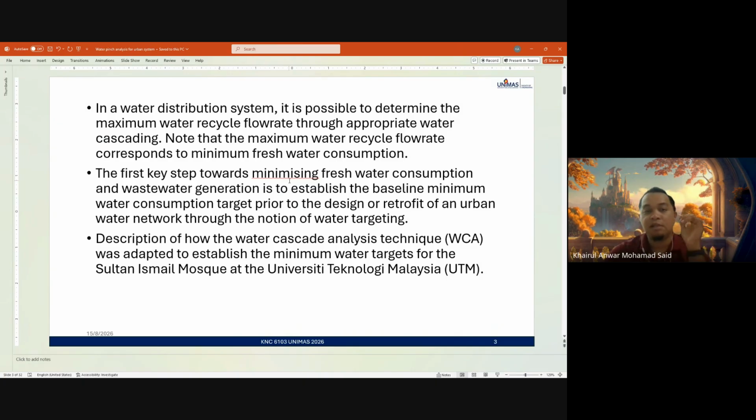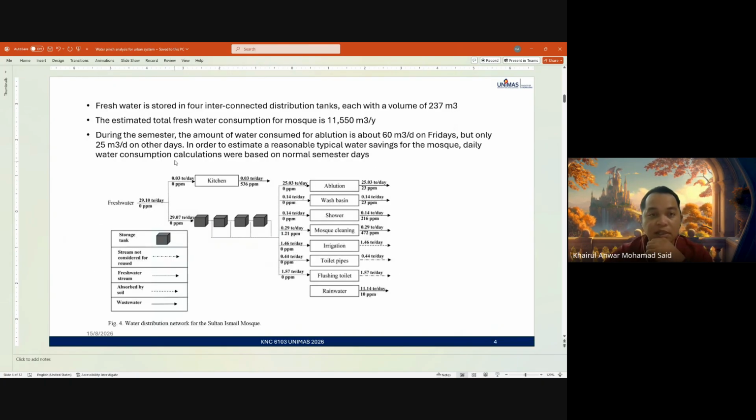The first key step toward minimizing, okay, what I do, WCA. So this is the PFT, or the water usage, water distribution network for Sultan Ismail Mosque.